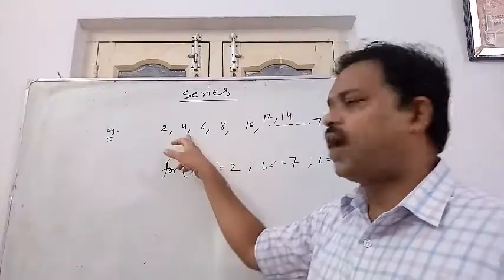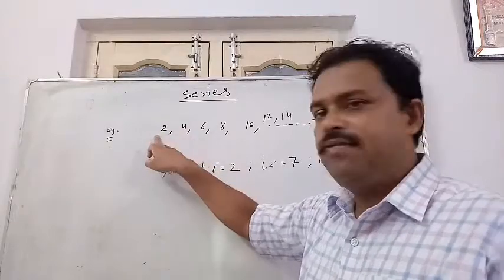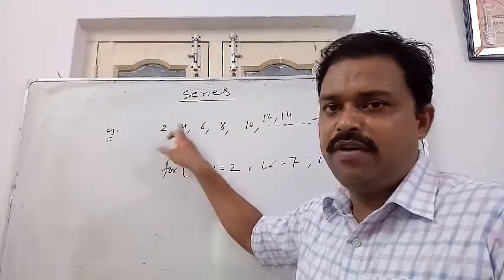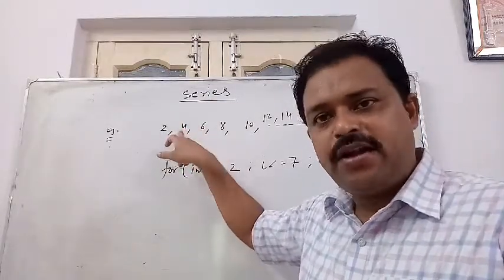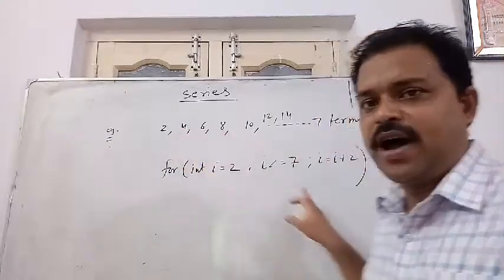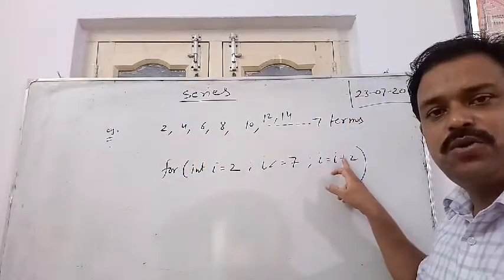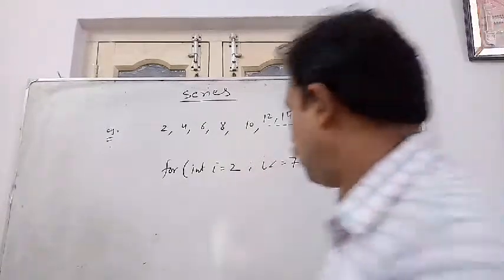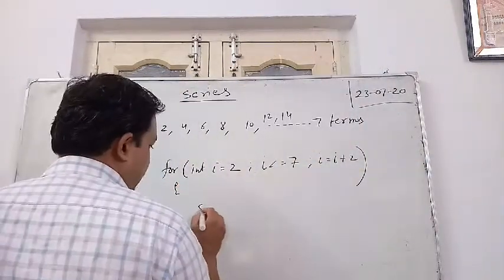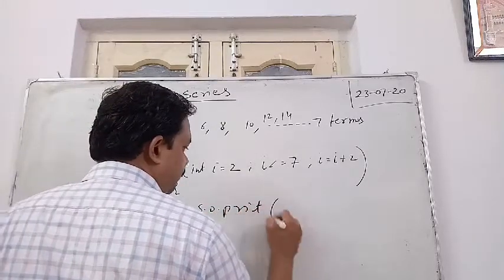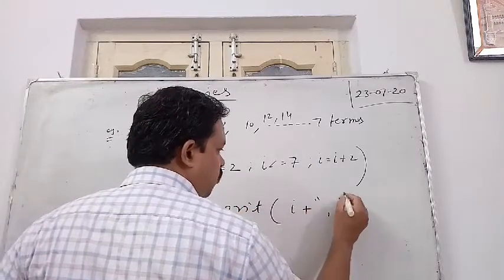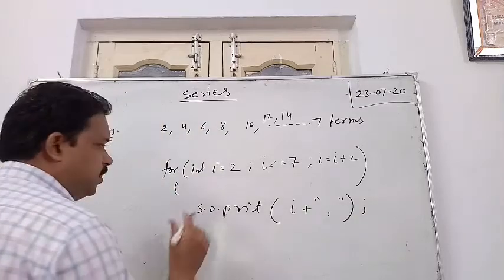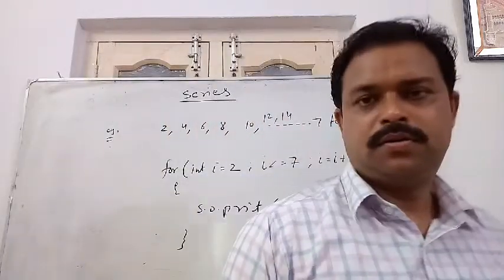Because after 2 I am getting 4. So in 2 I will add 2, so I will get 4. In 4 if I add 2 I will get 6. So I have done the addition here: I is equal to I plus 2, increase the value of I by 2. Okay. Then they have written System.out.print I plus a comma, and they close the loop. Clear?